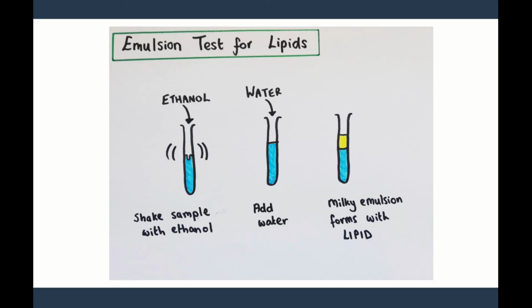Finally, let's look at the test for lipids. This is called the emulsion test. First, add some ethanol to the sample and shake it vigorously. Then, slowly add water. If a milky emulsion forms, this indicates the presence of a lipid in the food sample.